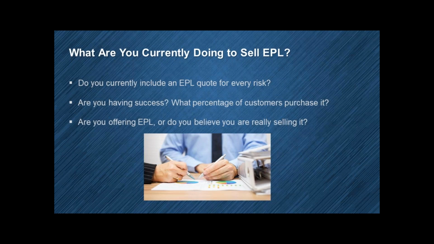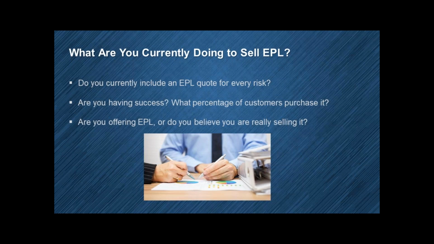So are you currently including an EPL quote for every risk when providing other lines of coverage? And are you having success? What percentage of customers are actually purchasing it? We found that in the U.S., only 1 out of 5 employers carry this line of insurance. So there is a huge portion of the market that's not purchasing it. And I think we've already established that they really should be, with all the costs and the defense costs alone for the frivolous claim.